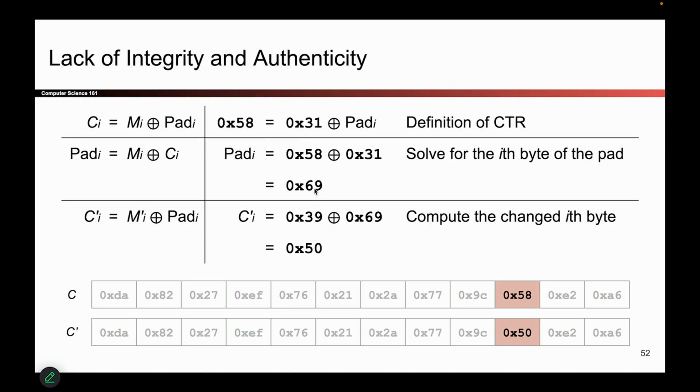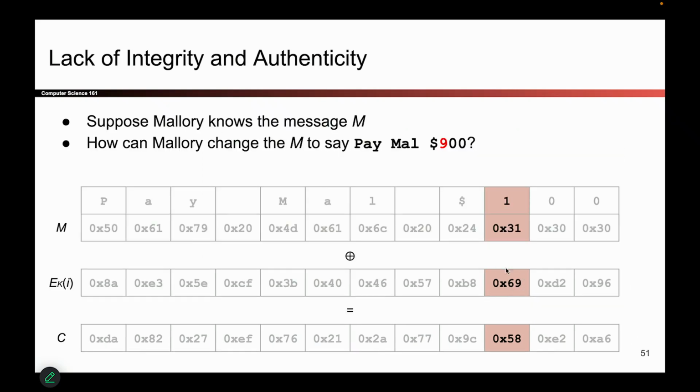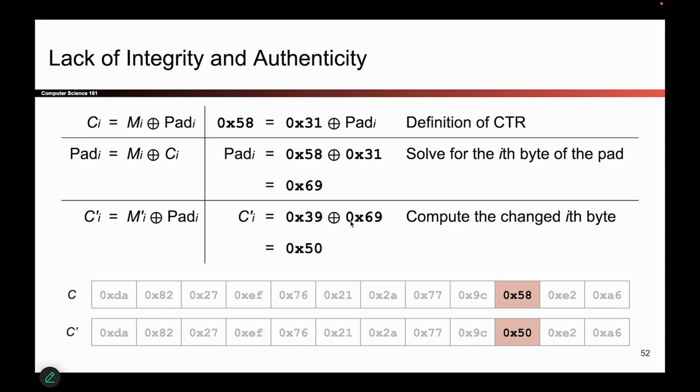So now we have the pad byte, and that means that the byte that Alice was using to encrypt the number 1, and that particular character in the sequence, was the byte 69. So now that she knows the pad, Mallory can say, I want the actual message to decrypt to 900. So I'll take the character 9, which corresponds to ASCII hex 39. I'll XOR that with the pad byte, which I figured out using algebra.